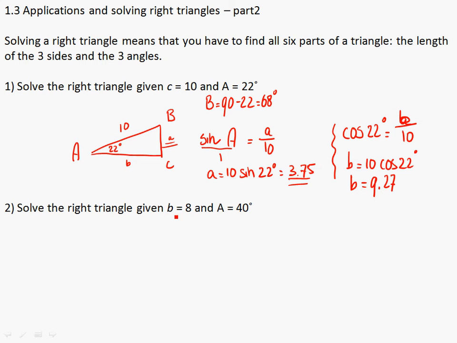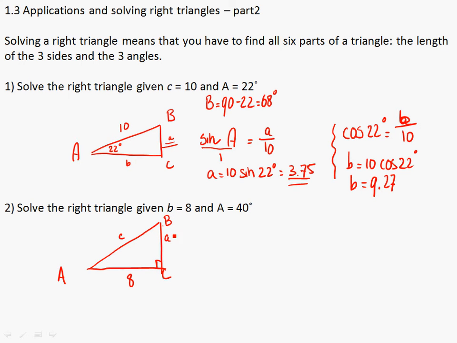So how about this one? Well, I'm given angle A again. So, there's A. A is 40. Well, that looks a little bit more like this. And if B is 8, then that would be the side that is 8. Okay, so I like to draw the triangle again because it helps me figure out how to set up my proportions.